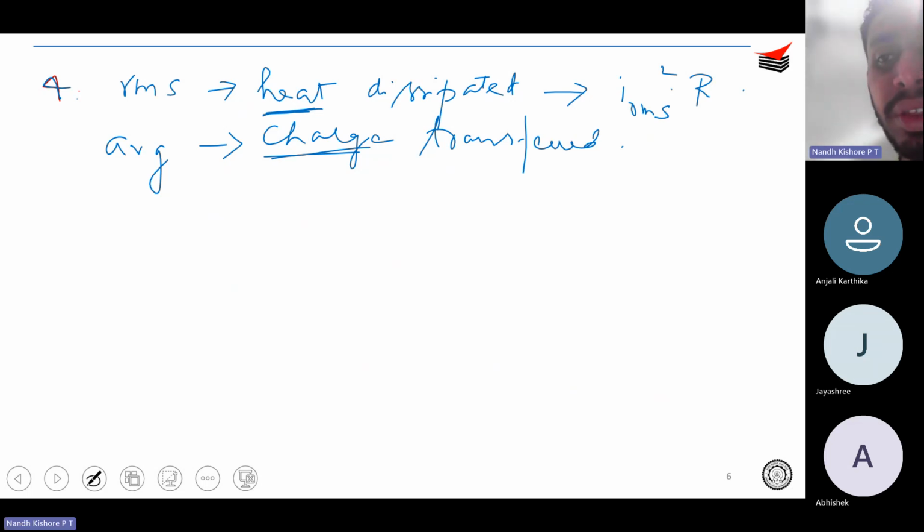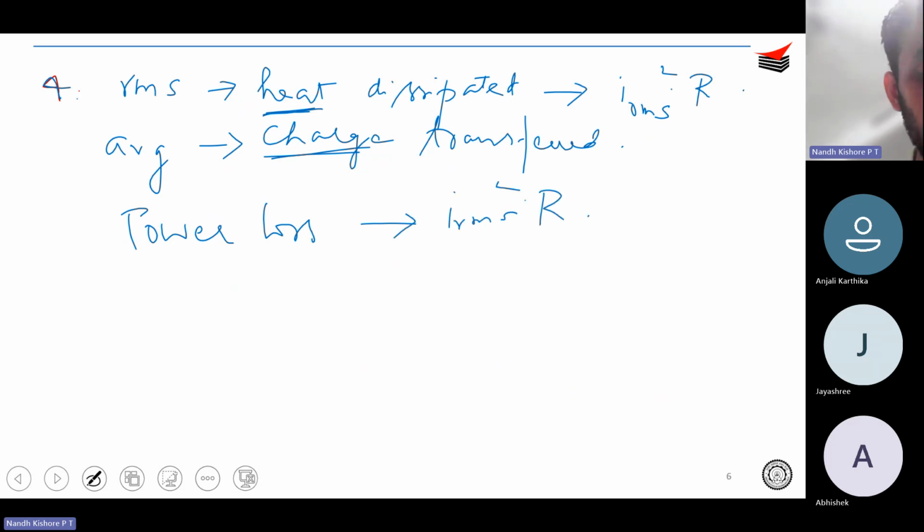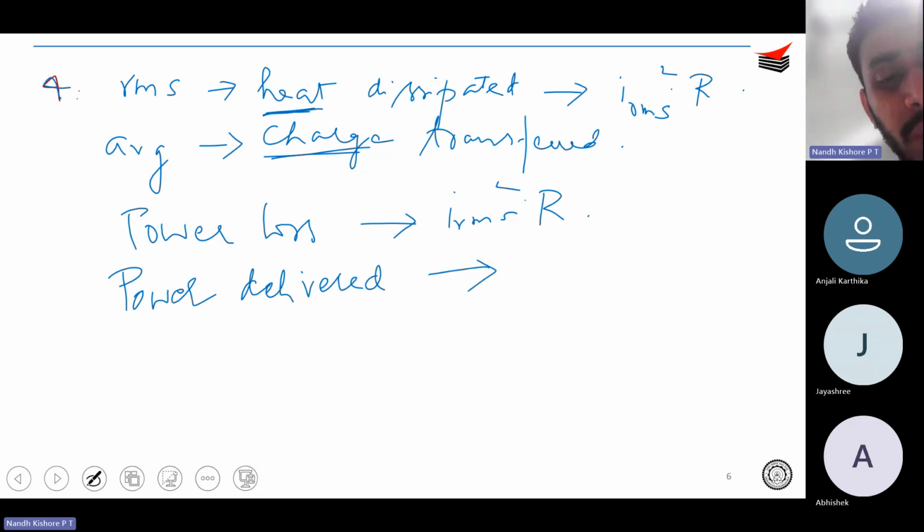So generally, let's say they ask questions like what is the power loss across the resistor? Then you use I RMS square into R. But if they ask what is the power delivered, right? So be aware of the terminologies, okay? If they ask what is the power delivered, then it's always going to be V naught I naught, or average, V average into I average, okay?